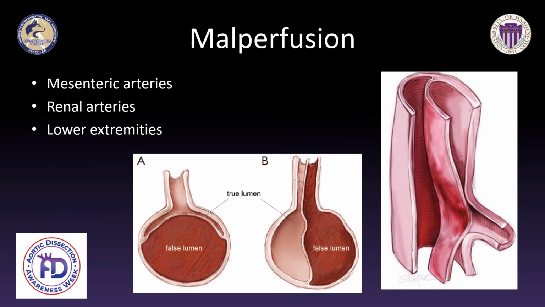Malperfusion is another indication for emergency surgery. This happens when that intimal flap, the very mobile one that I showed you, can block off the flow through the arterial branches of the aorta either permanently or intermittently. This can affect any of the branches of the aorta. So that includes the mesenteric arteries. These are the arteries that feed the stomach, the liver, and the intestines. The renal arteries, these are the ones feeding the kidneys, as well as the legs.